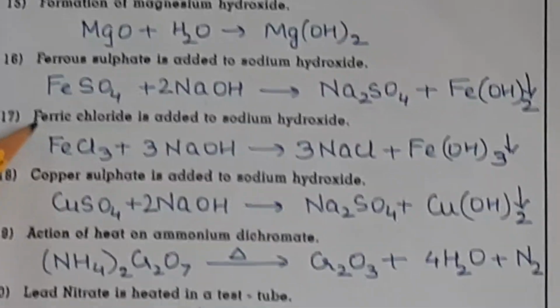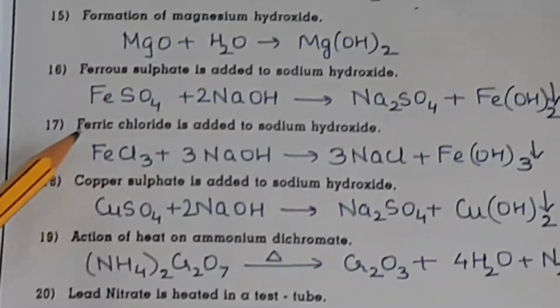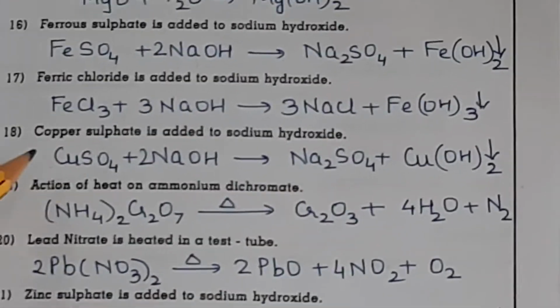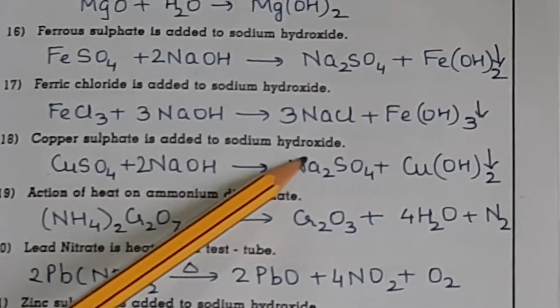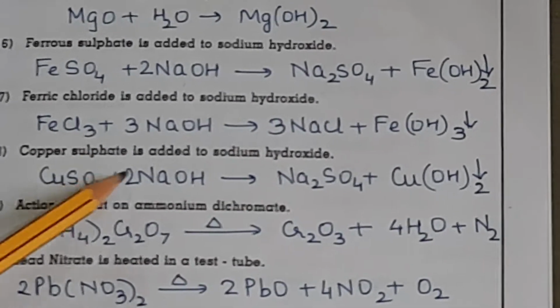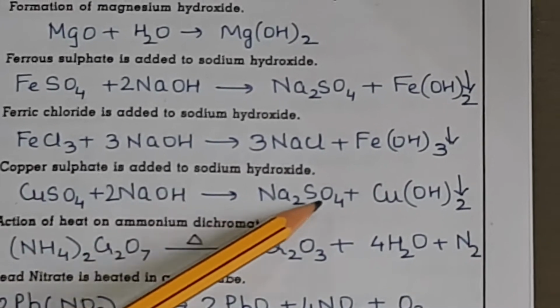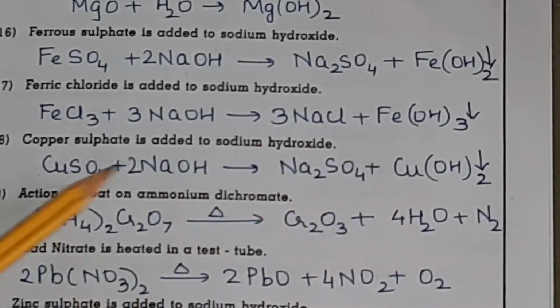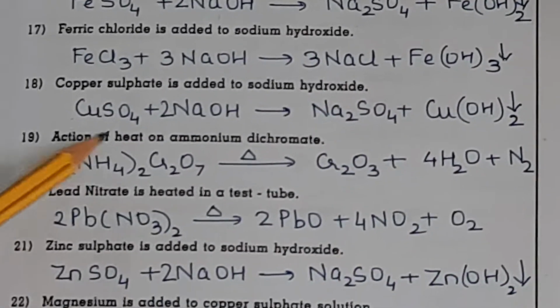This is repeated, 13th and 17th is the same. You can again write it, no problem. Practice makes a man perfect. So write it again. Okay, next, copper sulfate is added to sodium hydroxide. CuSO4 plus 2NaOH will give you Na2SO4 plus Cu(OH)2. Pale blue precipitate. Then action of heat on ammonium dichromate.